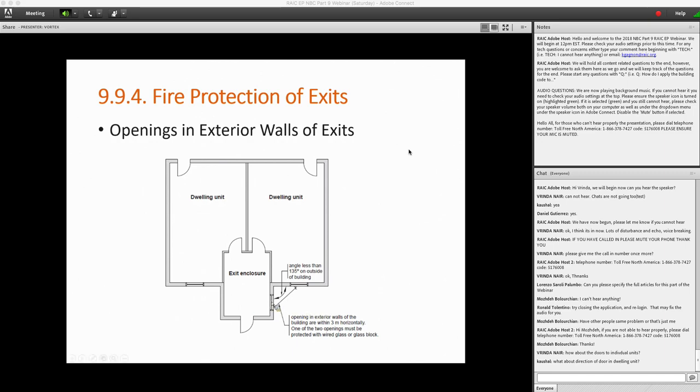Of course, if you protect the opening in the exit enclosure, then it will limit radiant heat from reaching occupants using the exit. If you protect the opening in the exterior wall of the dwelling unit, then that will also prevent or reduce any radiant heat that may reach occupants through the opening in the exit enclosure. Again, this is to prevent fire spread through the exterior wall of the building to the exit enclosure.